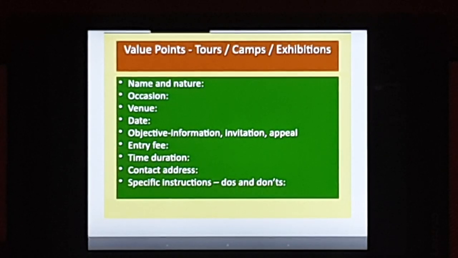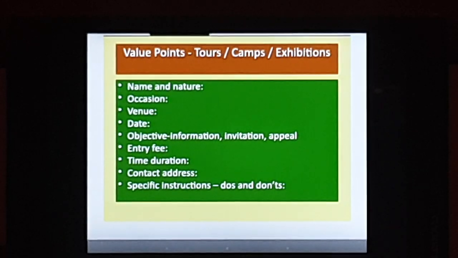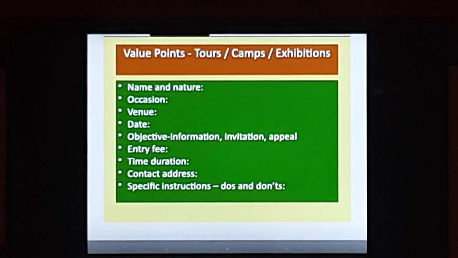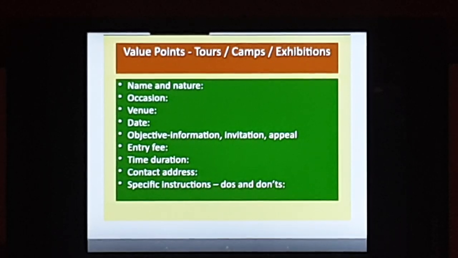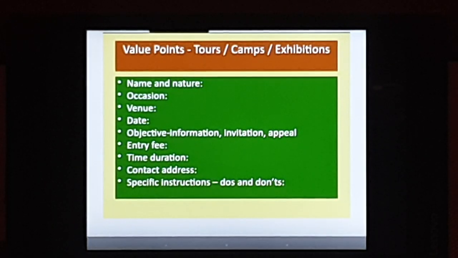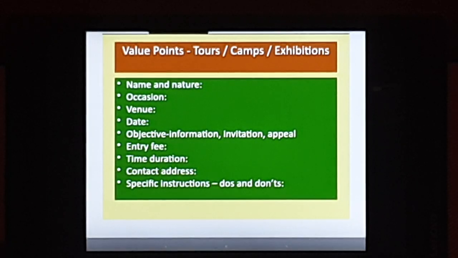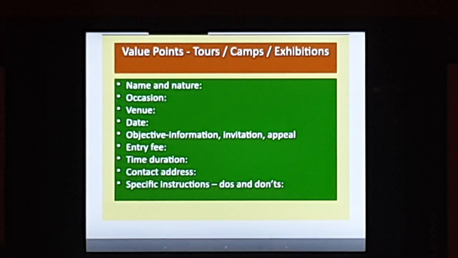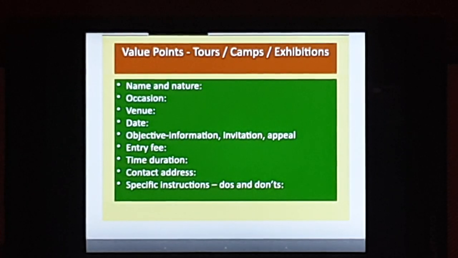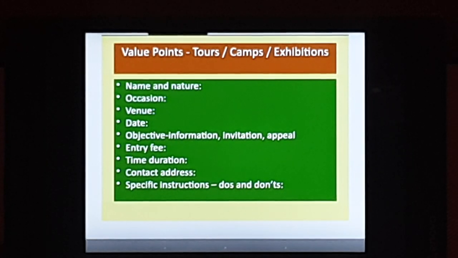And again, if you are holding some exhibition or tour or camps, this all should be included in that name and nature. What kind of tour is it? What kind of camp is it? What is the occasion? Why are we holding this tour? Then where is it going to be held, the venue? Date, when, and objective. What do we want to achieve out of this exhibition? Entry fee. These are the additional informations you want to give: entry fee, time, duration, contact address, and then specific instructions, what you expect the invitees to do and what you expect them not to do.